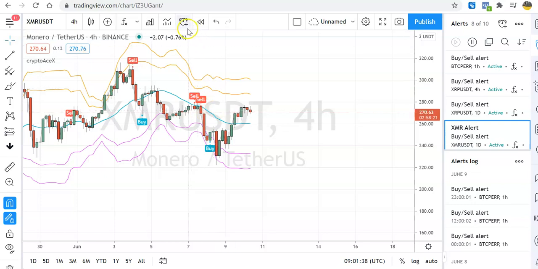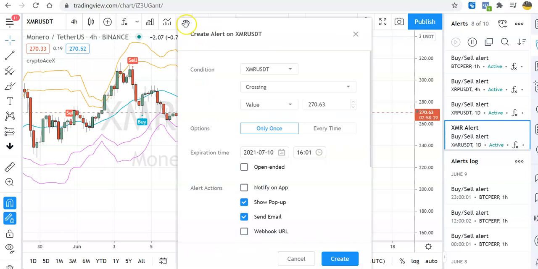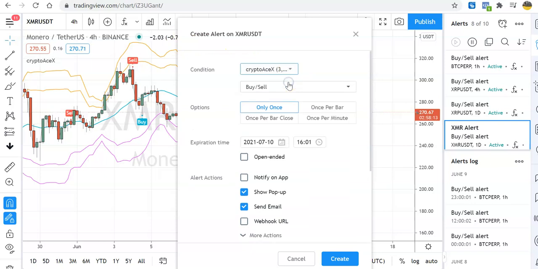Okay, to set up the alert for it, it's pretty simple. You just select the alert area of TradingView and select the indicator, the CryptoAceX, and make sure the option is once per bar close, so we get the signal once the bar closes, and show pop-up yes, and send email yes, and that's all you do there.